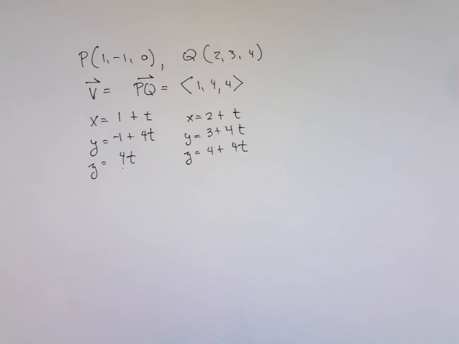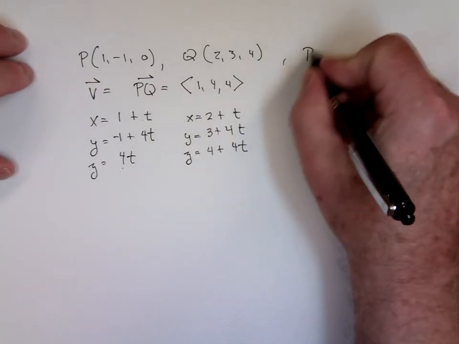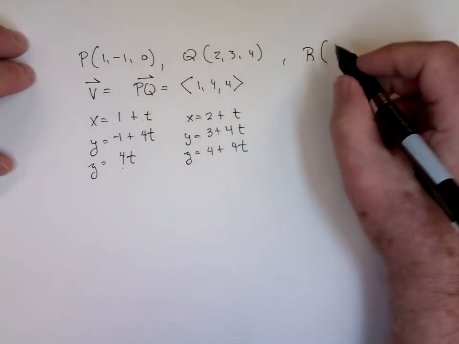Yes? What about equation of a plane? Equation of the plane, now you need a third point for the equation of a plane. If you had a third point in here, let's say 0, 0, 3.